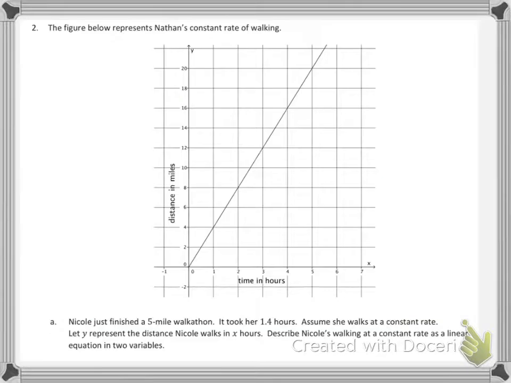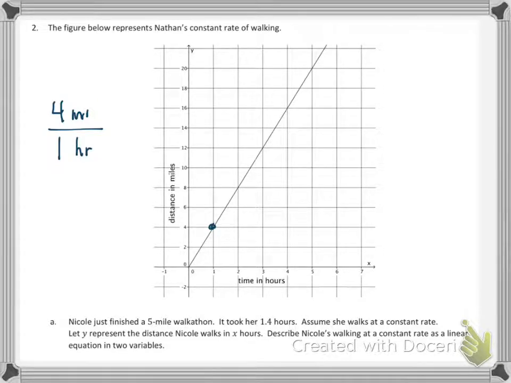Okay, number 2. First of all, let's go to number 2 here. The figure below represents Nathan's constant rate of walking. Well, let's figure out what Nathan's constant rate of walking is. I'm just going to choose a point on the line on an intersection. So that's 1. That would be a distance of 4 miles. 4 miles in 1 hour. 4 miles per hour. So that's Nathan's rate.